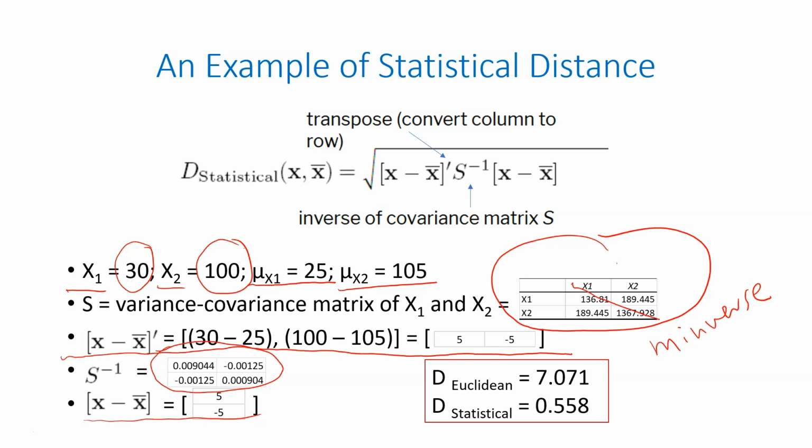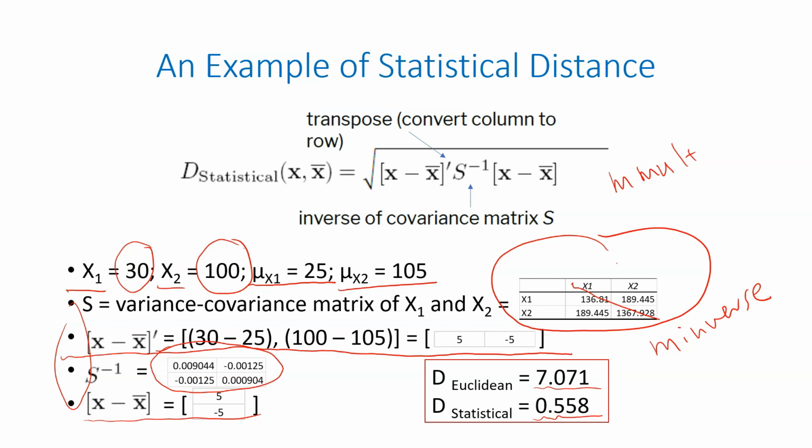Finally, we find the square root of the product of the three elements here. And to perform matrix multiplication, you can use the MMULT function in Excel. The resulting distance is going to be 0.558. If you simply compute the Euclidean distance between the case A and the class centroid, you will get 7.071.